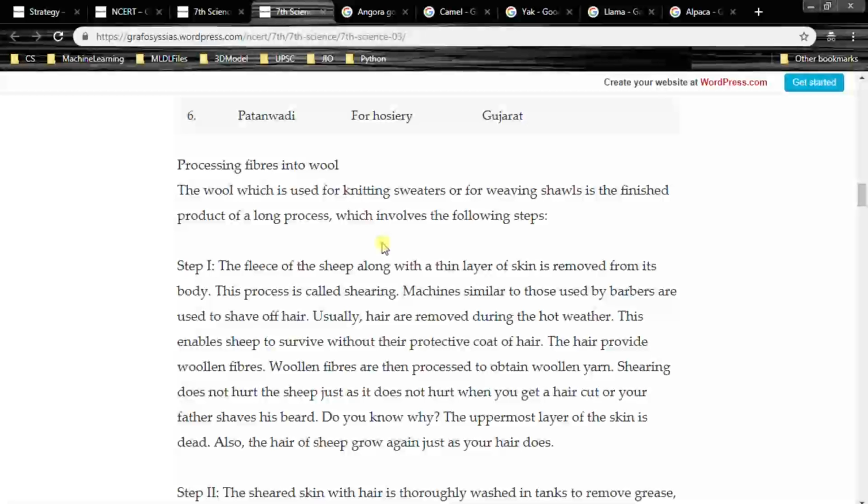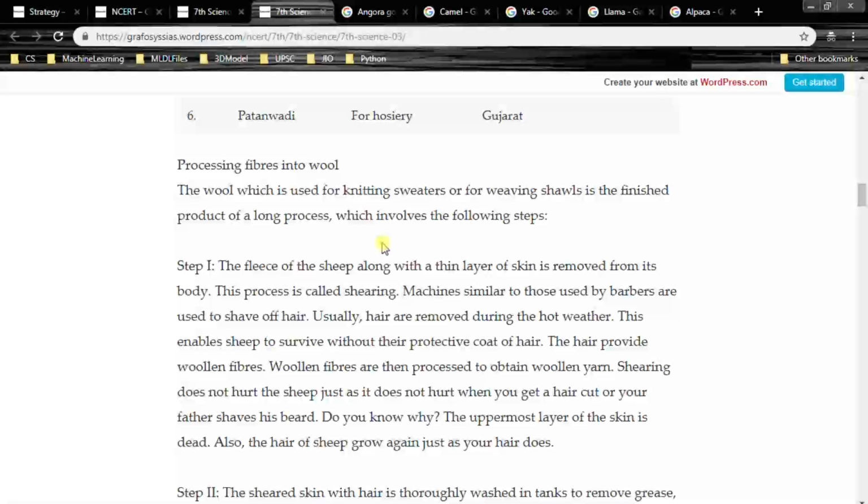This is shearing. Machines similar to those used by barbers are used to shave off hair. Usually hair is removed during the hot weather. This enables sheep to survive without their protective coat of hair. The hair provides woolen fibers. Woolen fibers are then processed to obtain woolen yarn. Fibers, yarn, right? First fibers are produced and then yarn is produced. So remember this: hair, fibers, yarn.